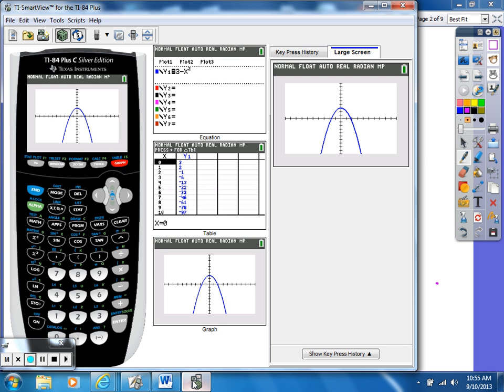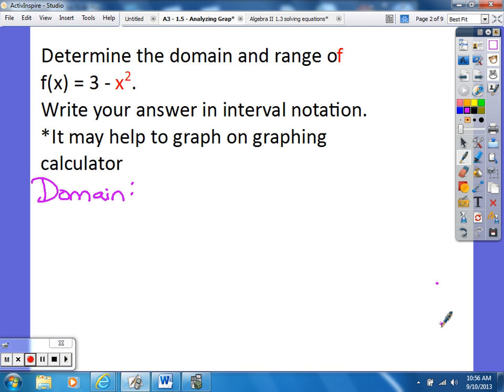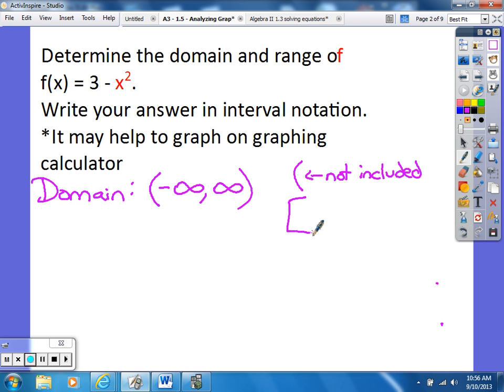But it wants us to write this in interval notation. Well, here's a question. Can you ever actually get to infinity? No. So when you actually don't want to include a number, we use a rounded parenthesis. And we're going from negative infinity to positive infinity. So the parenthesis means that number is not included. If we use a bracket, it means the number is included. Which you'll see here in just a second when we talk about range.